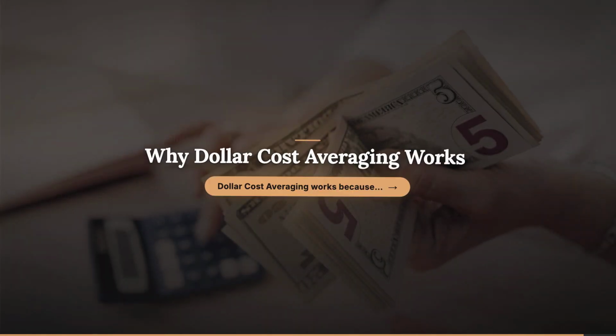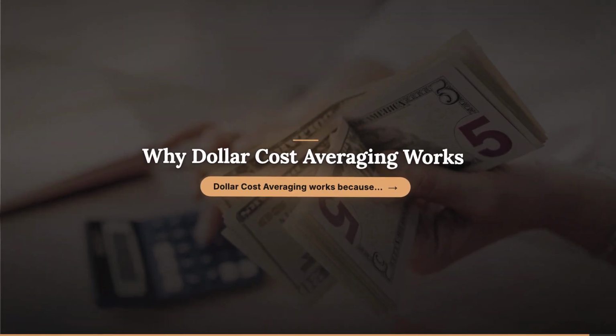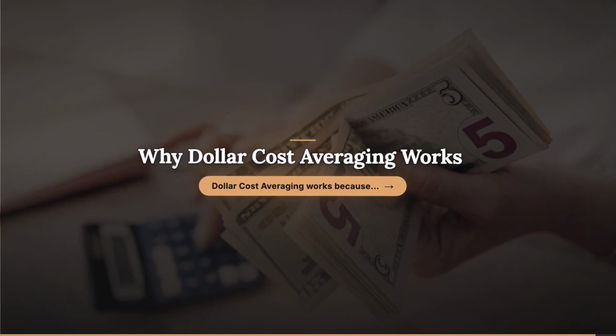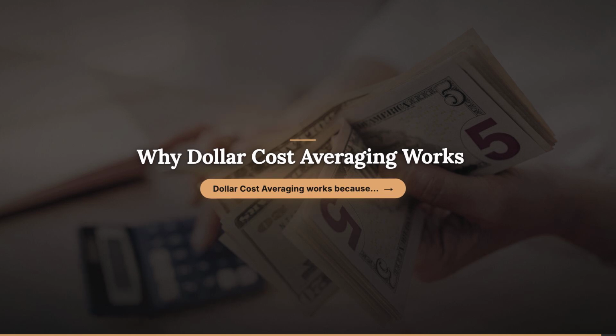Dollar cost averaging works because it allows you to buy more shares when prices are low and fewer when they are high. Over time, this reduces the average cost per share.